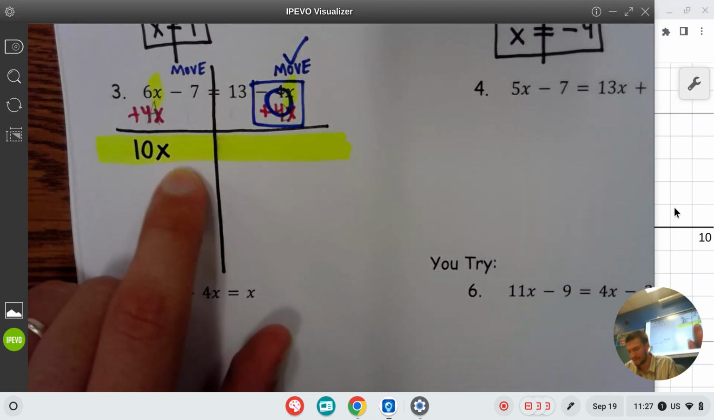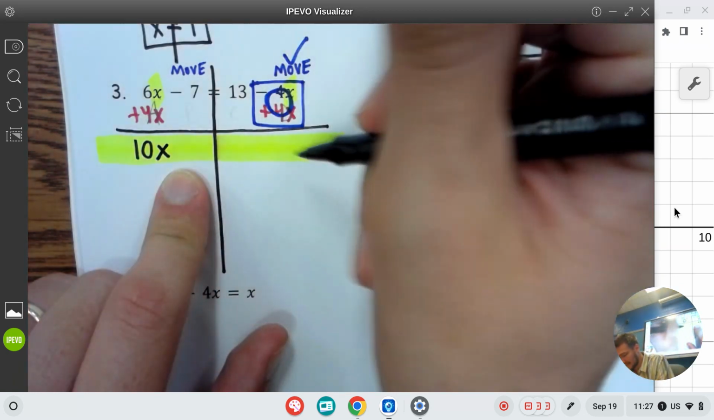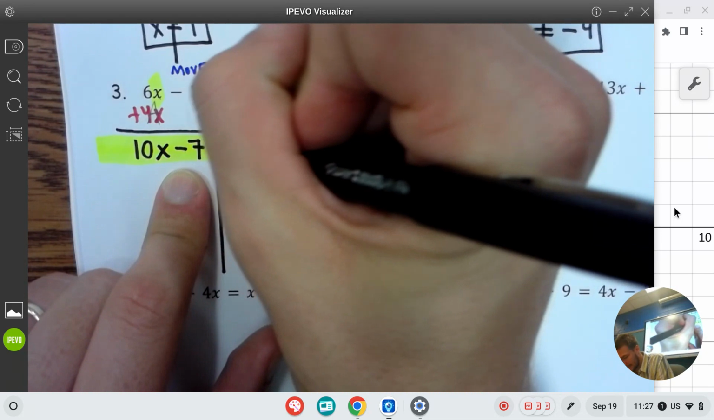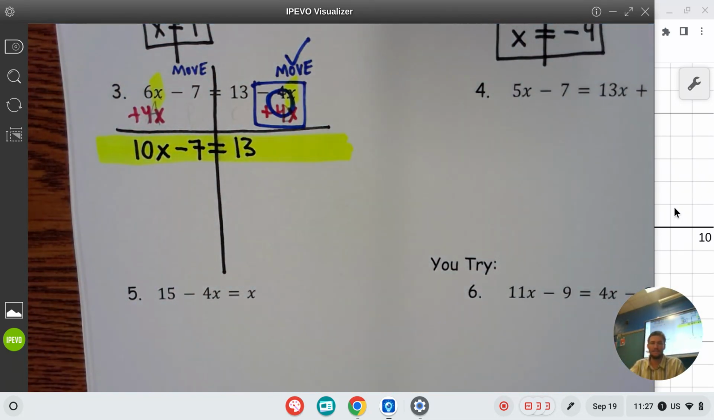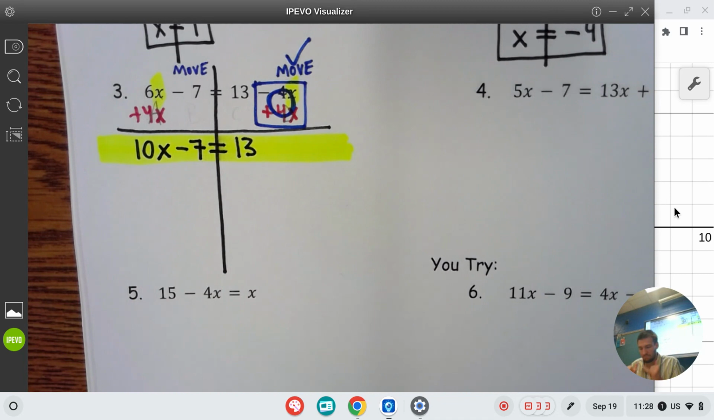The first thing we need to bring down, anybody got it? The minus 7. Equals 13. We got to bring down the equals. Gotta add 7. We got to bring down the 13. You're right on the next step. If you can get to this step, you're going to be in good shape.